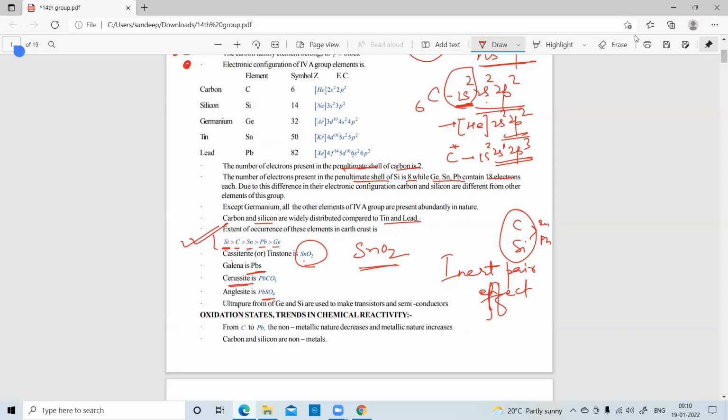Ultra pure forms of silicon and germanium are used to make transistors, which I have already discussed. Ultra pure means purity of a higher order. Higher order purity is required.